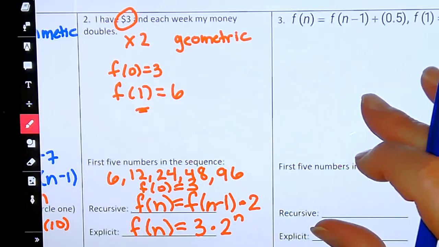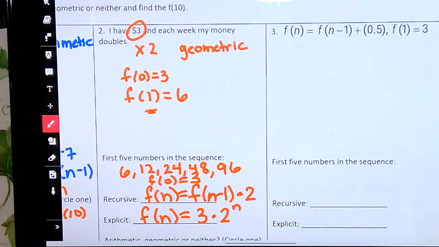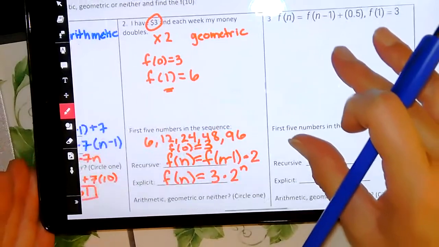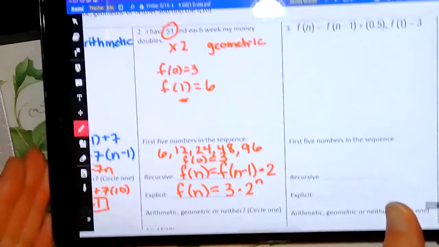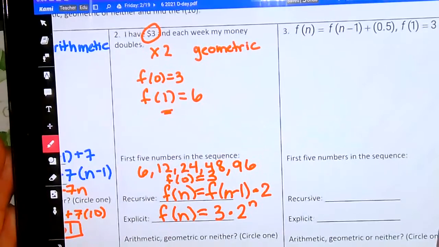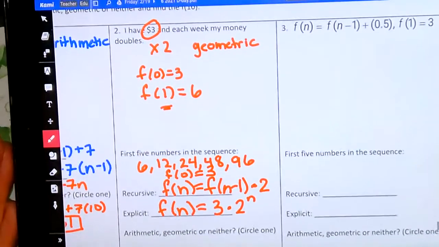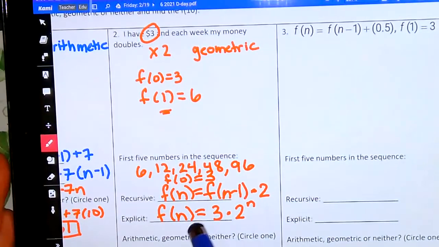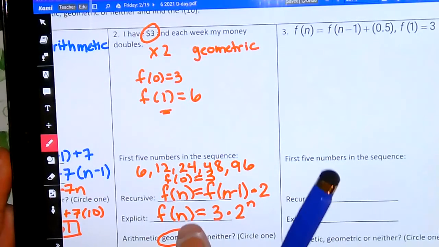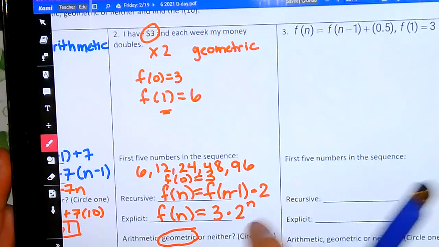Then the next thing they ask is if this is arithmetic or geometric. And so this is geometric. And then they want us to put a 10 in here. So I need to find f of 10, the 10th term. So that means I'm going to put 10 right here.